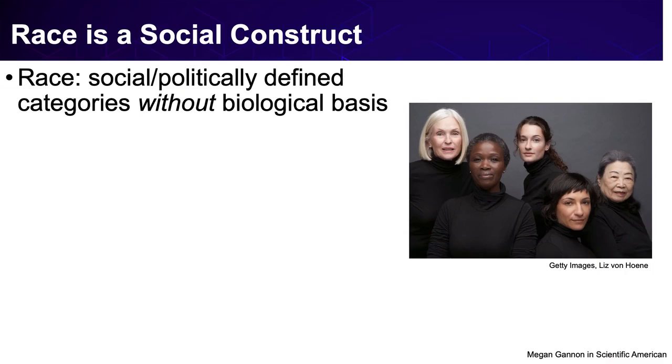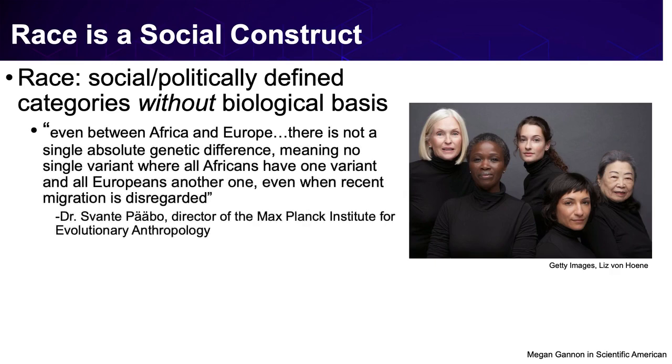While it is true that CF is more common in those of European ancestry, it is not exclusive to those individuals. So for this discussion, it's critically important to understand that race and ethnicity are socially and politically defined categories without biological basis. Dr. Svante Pääbo, director of the Max Planck Institute for Evolutionary Anthropology, said that even between Africa and Europe, there is not a single absolute genetic difference, meaning no single variant where all Africans have one variant and all Europeans another one, even when recent migration is disregarded.